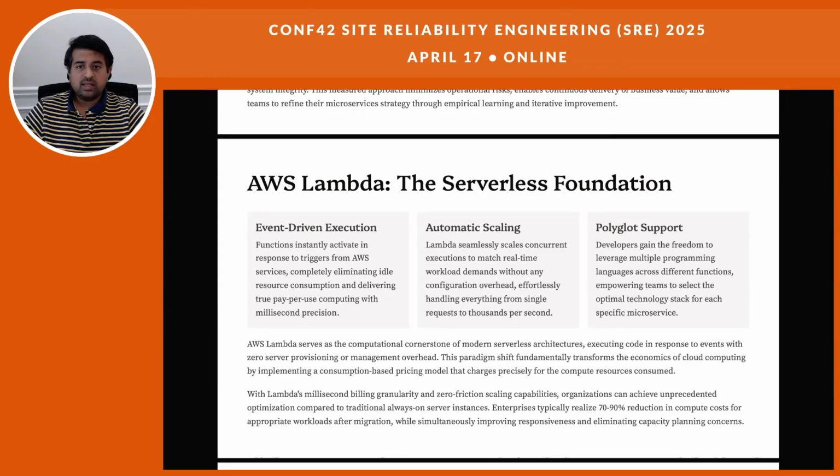Additional data points and benefits include reduced time to market, improved fault tolerance, simplified operational complexity, enhanced security, cost optimization for intermittent workloads, integration with the AWS ecosystem, and global scalability. By leveraging these benefits, organizations can achieve significant cost savings, improve operational efficiency, and accelerate innovation.